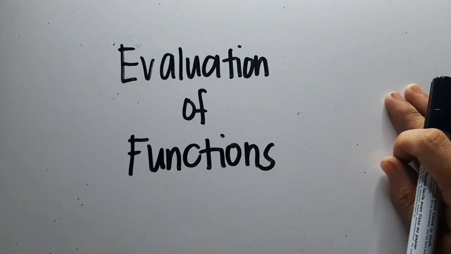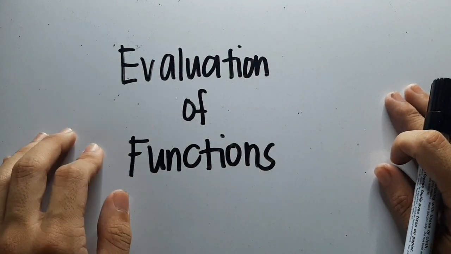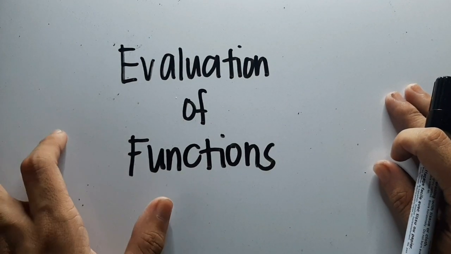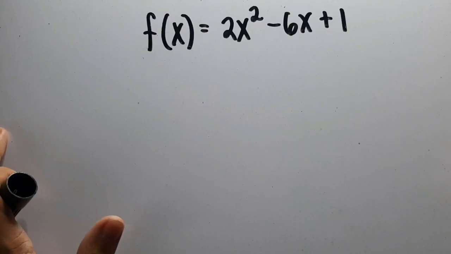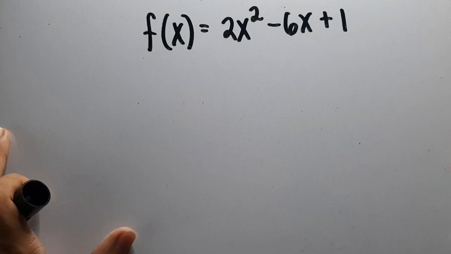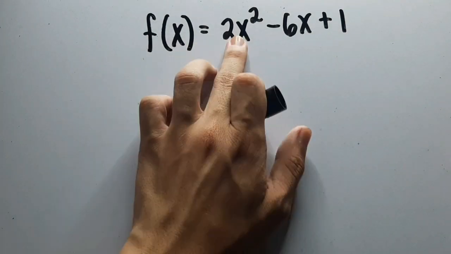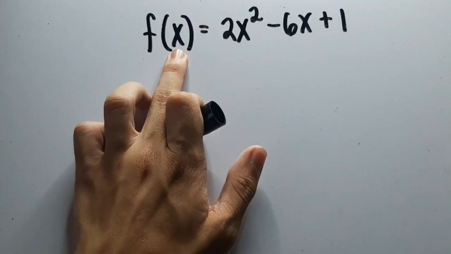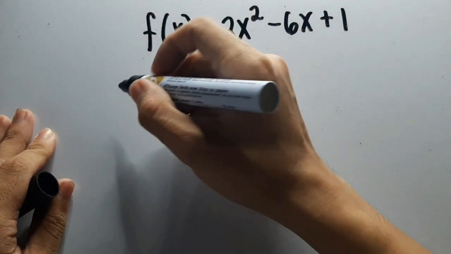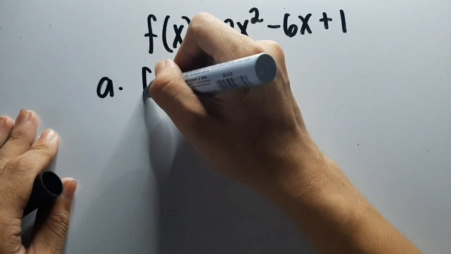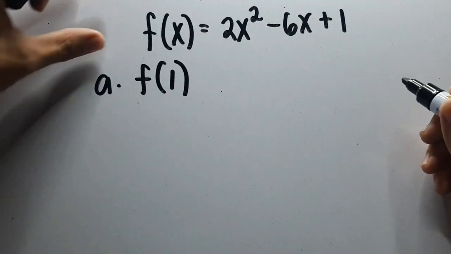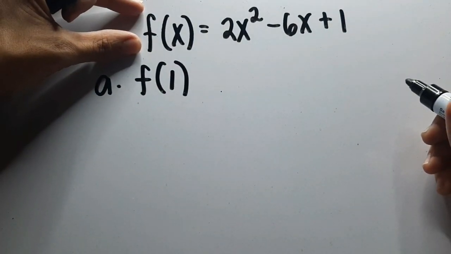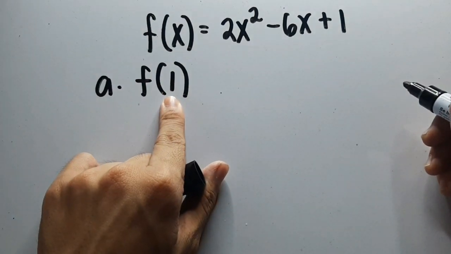So meaning to say, if we have a given equation or function, ibig sabihin ng evaluation of function, papalitan natin yung value ng x kung ano ang binigay na given. So let's have the first value of x, f of 1. Ibig sabihin, ang given natin, papalitan natin lahat ng x sa value ni 1.